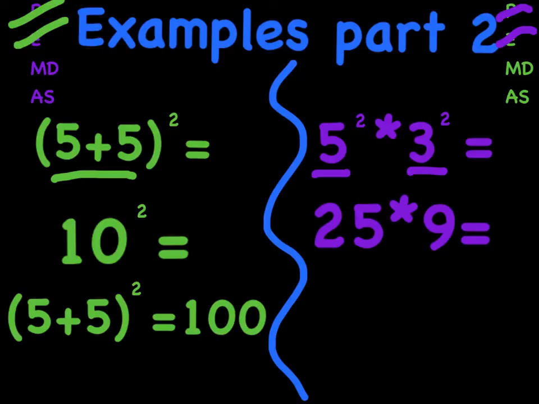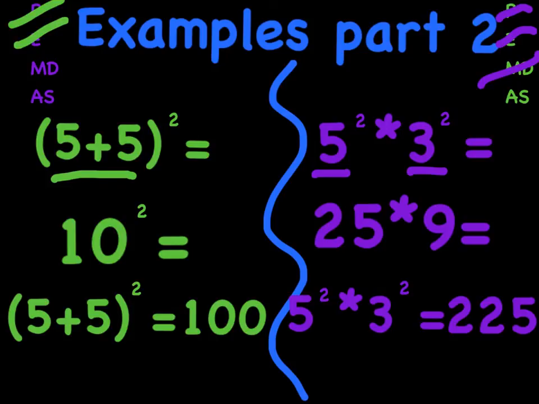Finally, I need to evaluate any numbers that are attached to multiplication or division symbols. As you can see, the only thing I have left is a multiplication symbol, so I will evaluate that last to solve the problem. I need to find the product of 25 times 9. When I do this, my problem will end up looking like this. 5 squared times 3 squared equals 225.